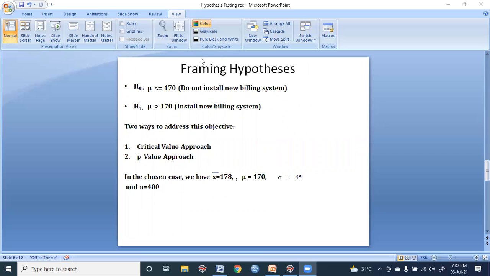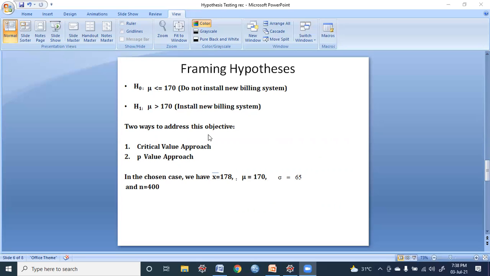So the first step is to frame the hypothesis. Null hypothesis H0 is given by mu less than or equal to 170. We can consider it as do not install the new billing system. Then the alternate hypothesis H1 is mu greater than 170. That is, the manager has to install the new billing system.